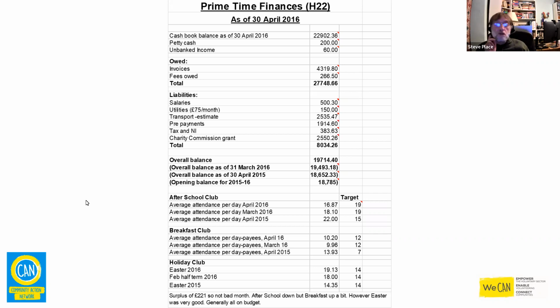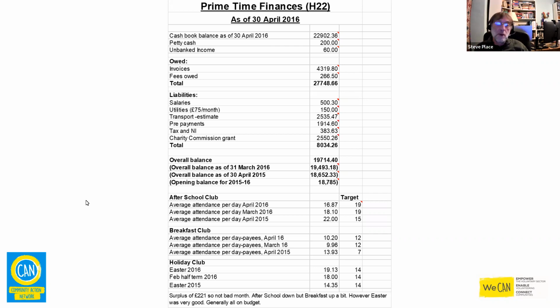And therefore, the real money that we had at the end of that April was the 19,714. And you can see that actually it's gone up slightly from the month before, about 250 quid, 230 quid. And then we compared it with last year, and then at the beginning of the financial year. And this was an okay month.